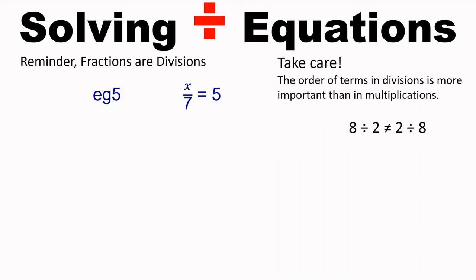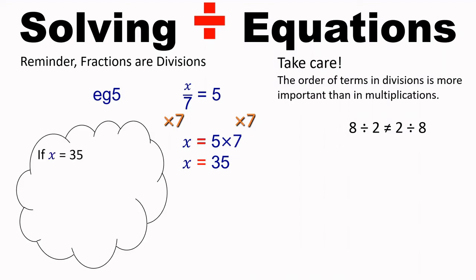So x is being divided by 7. So if we want to get rid of the 7, we need to do the opposite of divide, which is multiply. But remember, before we even do that, line up those equal signs. And then we're going to multiply both sides by 7. X divided by 7, then multiplied by 7 will leave x just as itself. So x is equal to 5 times 7, which is 35. So our solution to this equation is x equals 35.